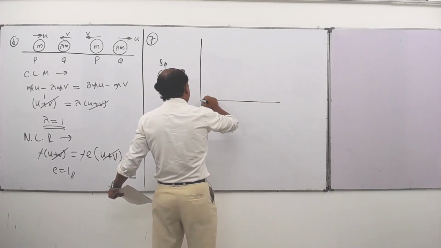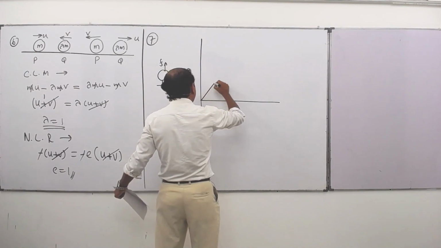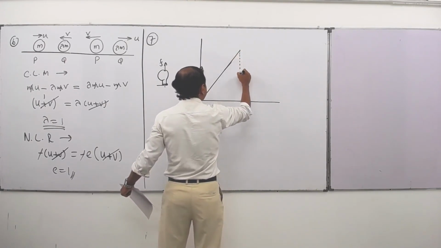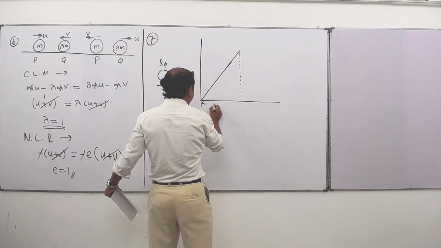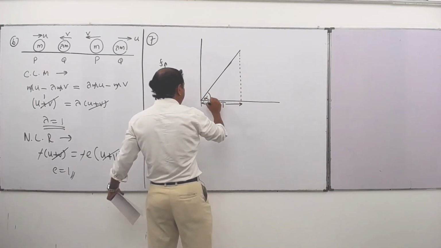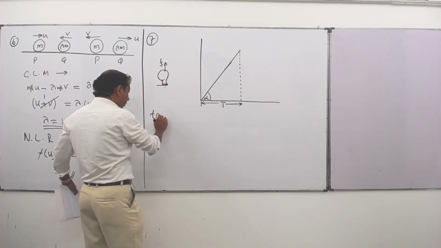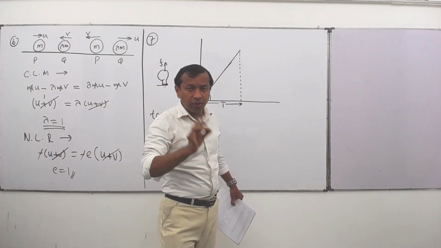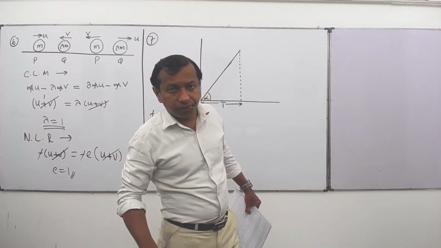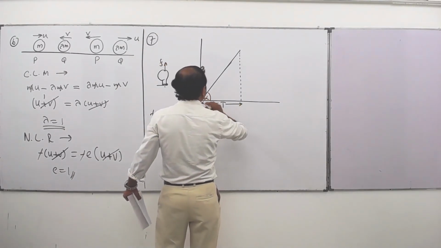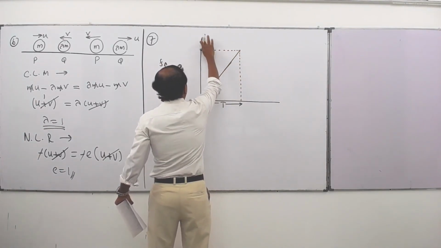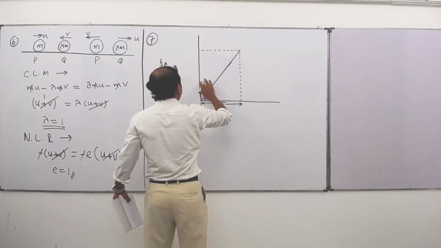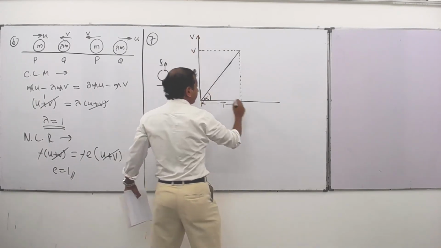Now, until the time capital T, the particle moves with the balloon with acceleration simple F. Let this angle be alpha. Tan alpha is the acceleration of the balloon, and meantime the ball was with the balloon, of the ball. Right, so at this time T, suppose the velocity at that moment is V.